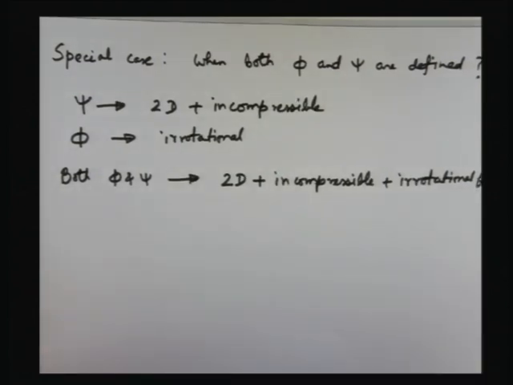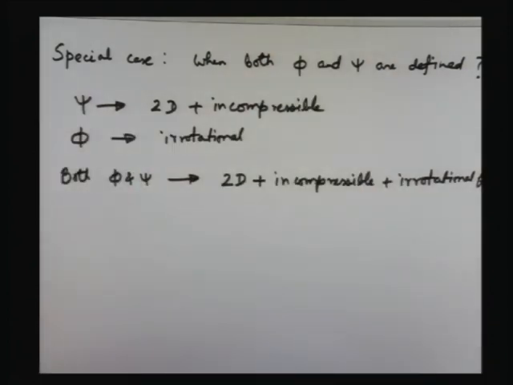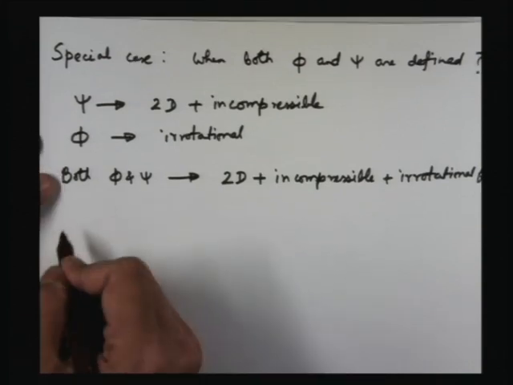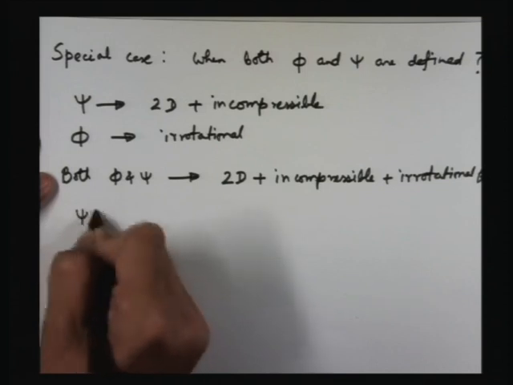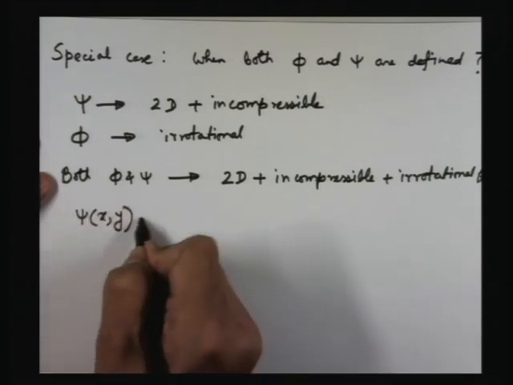Our next objective will be to relate the constant psi lines and constant phi lines under such special conditions, that whenever you have 2D plus incompressible plus irrotational flow, how are lines of constant phi and lines of constant psi related. So to do that, it is a very simple exercise, it will just take a couple of minutes. Psi is a function of x and y. So what is d psi?